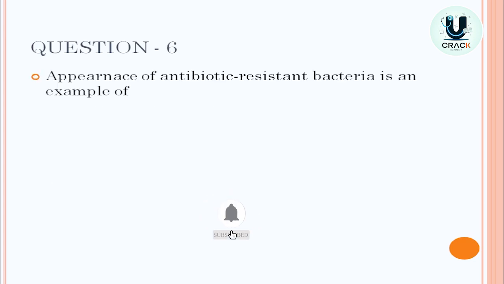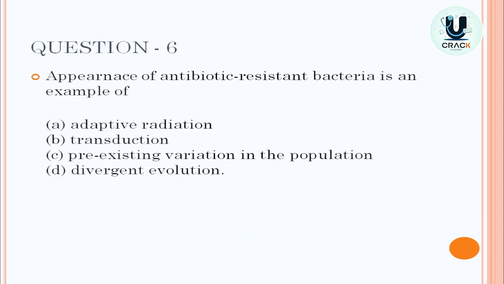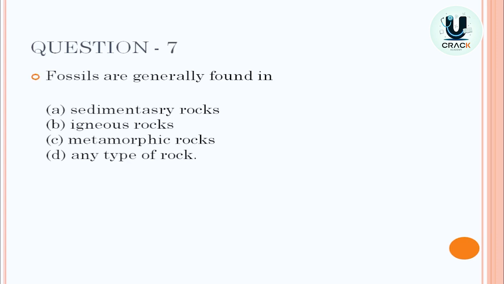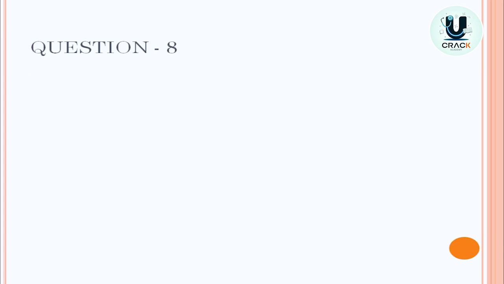Question number 6. Appearance of antibiotic resistant bacteria is an example of A. Adaptive radiation, B. Transduction, C. Pre-existing variation in the population, D. Divergent evolution. Answer C. Pre-existing variation in the population. Question number 7. Fossils are generally found in A. Sedimentary rocks, B. Igneous rocks, C. Metamorphic rocks, D. Any type of rocks. Answer sedimentary rocks.